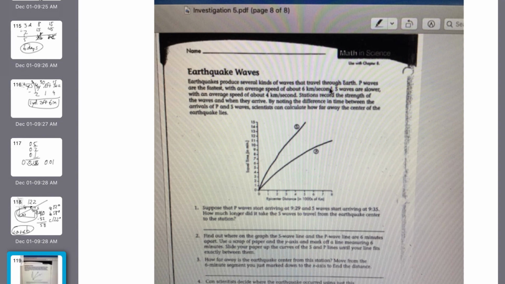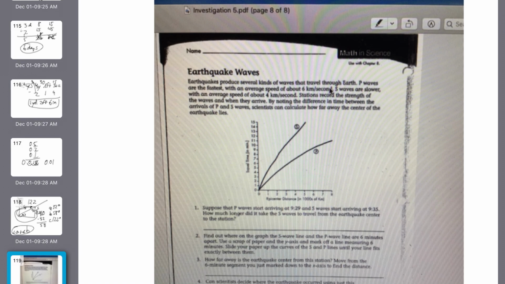So it says at the top here, guys, earthquakes produce several kinds of waves that travel through Earth. P waves are the fastest, with an average speed of 6 kilometers a second. S waves are slower. So P stands for primary, guys, first, S secondary. They're slower, with an average speed of 4 kilometers a second. Stations record the strength of the waves and when they arrive. By noting the difference in the time between the arrival of the P and the S waves, scientists can calculate how far away the center of the earthquake lies. So we're going to see how they do that.